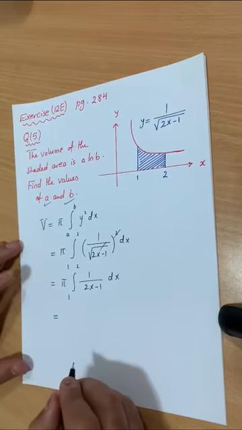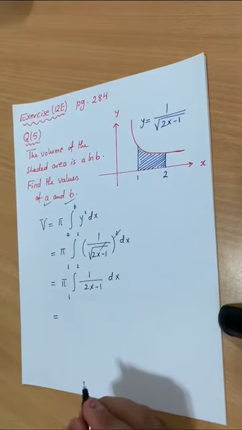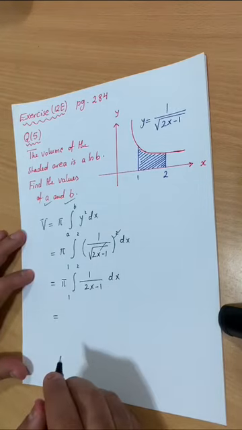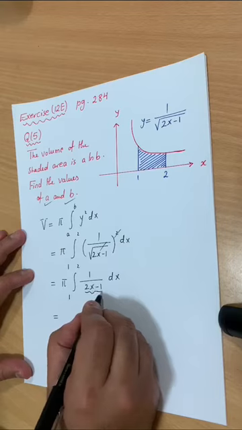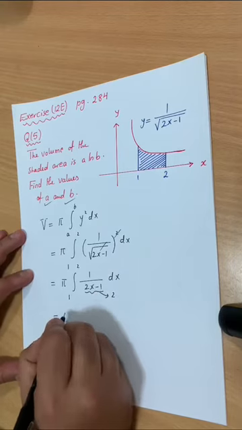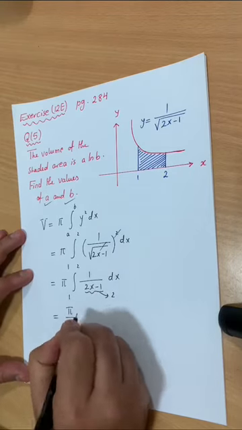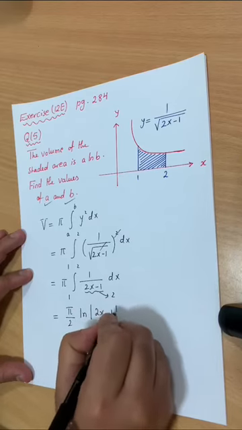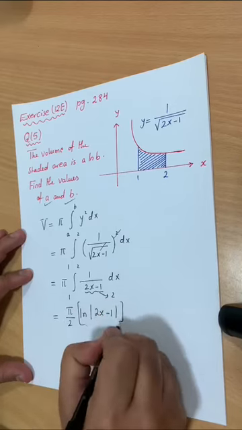Now you have to integrate that using the rule of the ln, because the power of the denominator is power 1 now. The derivative of the denominator is 2, but the 2 is not given. So you need to divide it by 2. Pi over 2, then ln modulus of 2x minus 1 from 1 to 2.